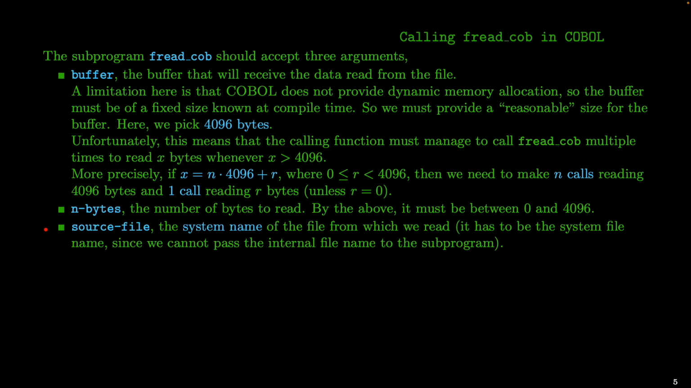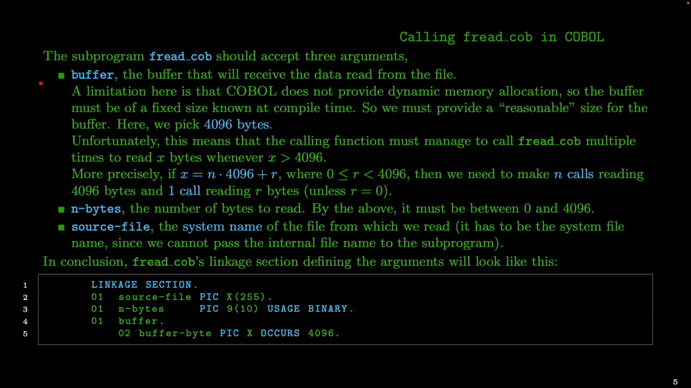Third argument is source file, which is a string, and this has to be the system name of the file from which we want to read. And it has to be the system name because we cannot pass the internal file name of the calling program to the subprogram. So this will be the name of the file as it is saved on disk in the operating system. In conclusion, this is what the linkage section of fread_cob should look like. Source file, the name of the file we want to read from, n bytes, the number of bytes, and the buffer we want to read into.